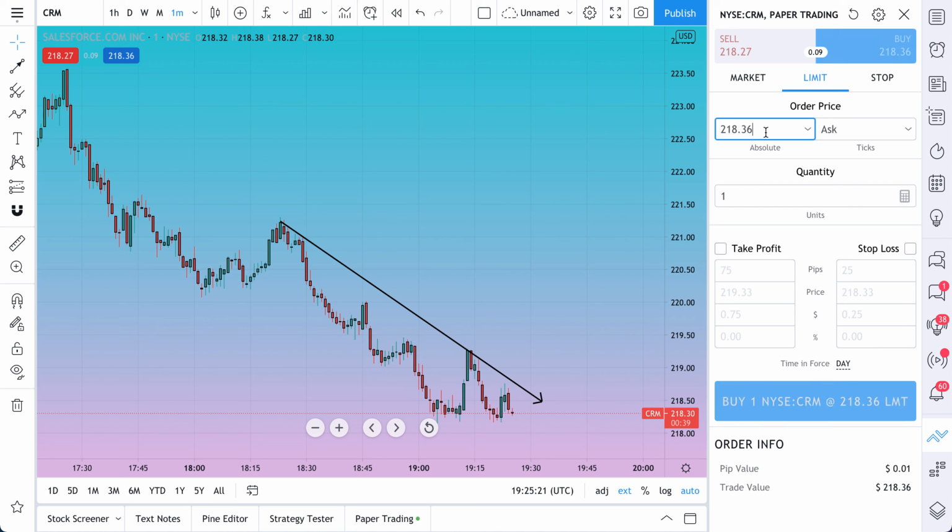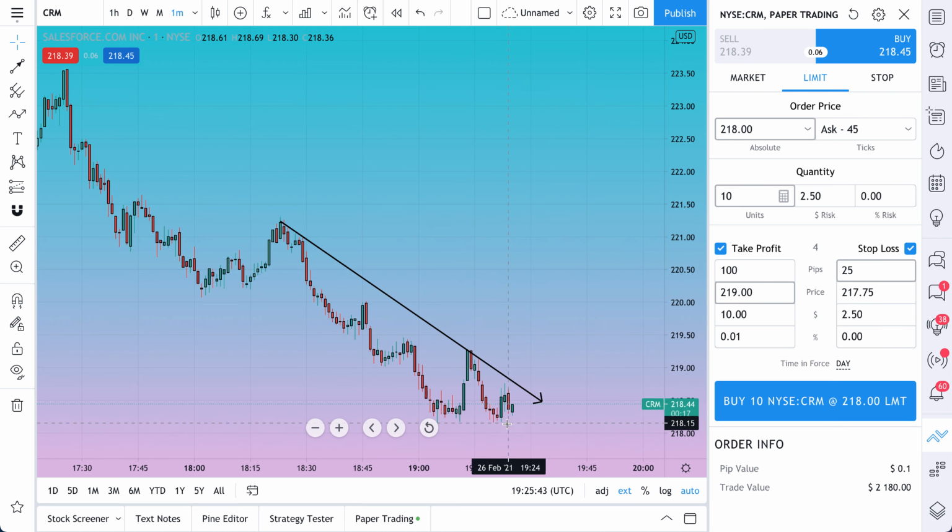So we're going to do a limit order and we're going to just type in 218. Quantity, we can buy 10. And then our take profit in this instance is going to be at about, let's say, 219. So we're only looking to make $1 on this trade. This is just an example. Remember, just an example. And our stop loss, of course, would be if it breaks these lows here, that would take us to about 217.90-ish. So let's go to 217.90.